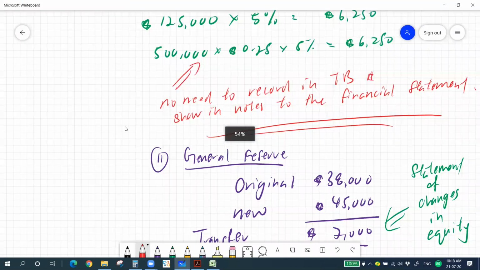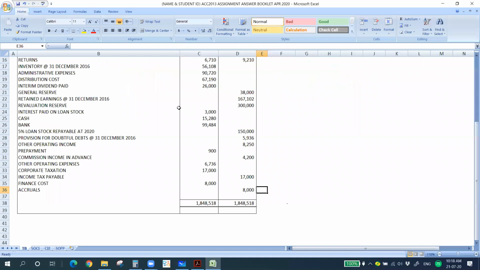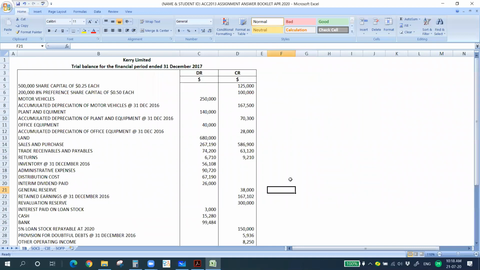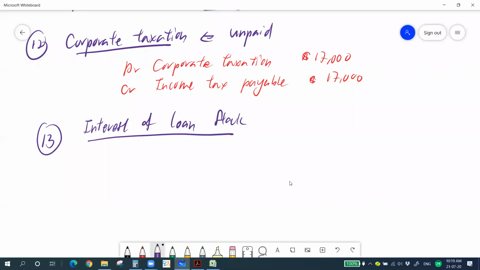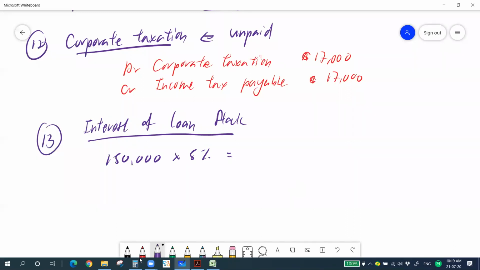Exam, of course, must test your understanding. And those who are very attentive or cautious, of course, you need to reward them. For example, a hidden point here. So this is the interest of loan stock. My loan stock value is how much? 150,000, right? 150,000 times 5%. So the total value should be 7,500.